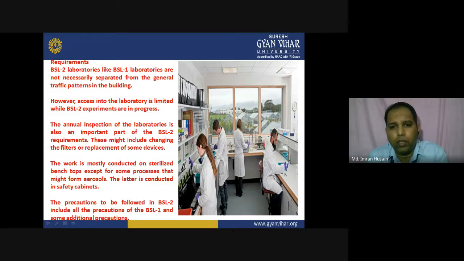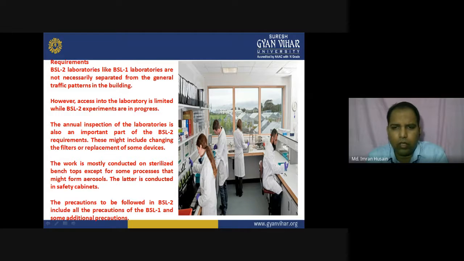So most of the time when the experimentation process is under progress, the laboratory doors are kept closed. The annual inspection of the laboratory is also an important part of the BSL2 requirement. Whenever different instruments are being used, every equipment should be up to the mark. So there should always be an annual inspection, an annual audit, where everything is tested. These might include changing filters or replacement of some devices.